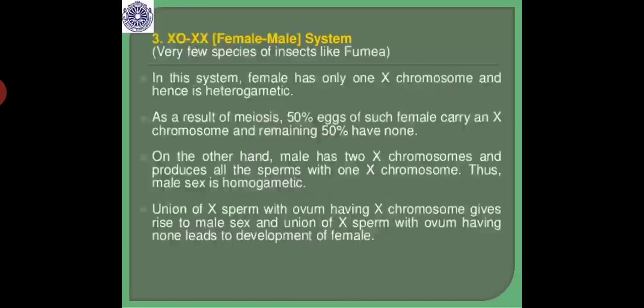Thus, male sex is homogametic here. And the union of X sperm with ovum having X chromosome gives rise to male sex, and the union of X sperm with ovum having none leads to the development of female sex. So this is with reference to X0-XX system, that is female heterogametic system.